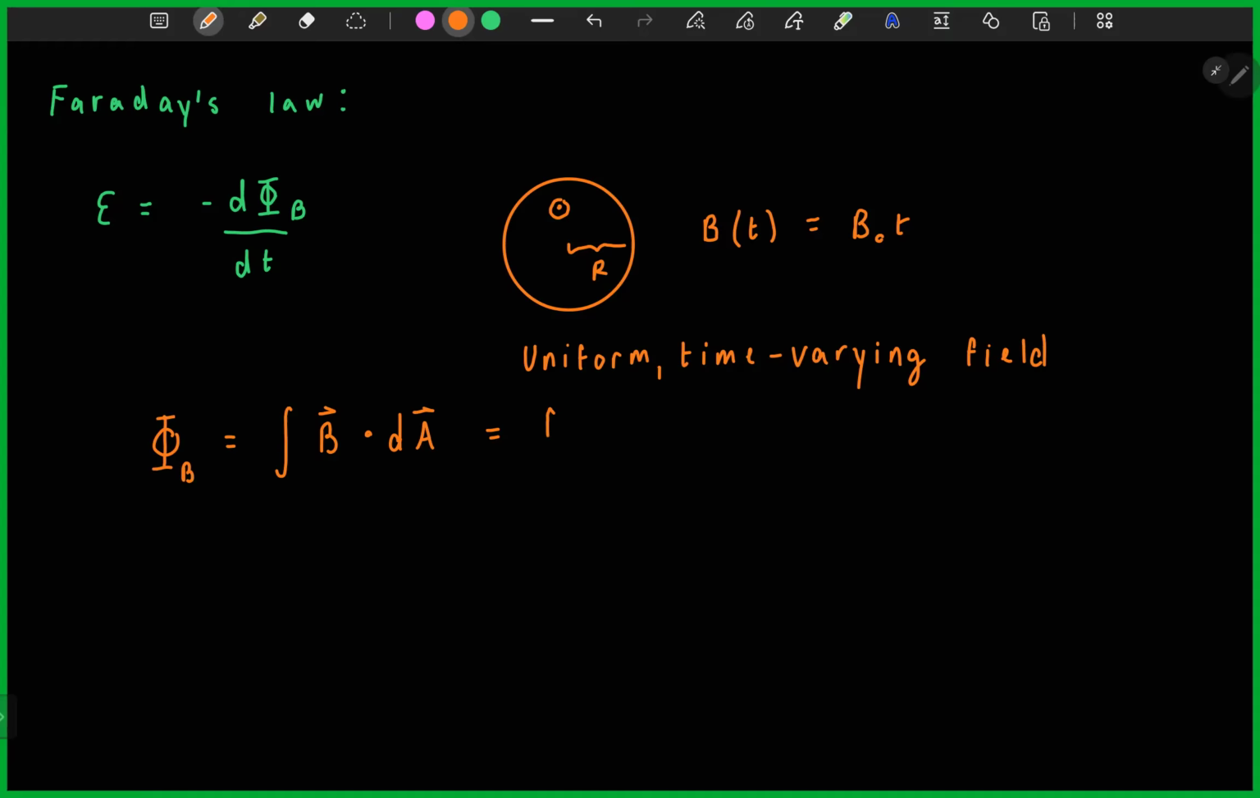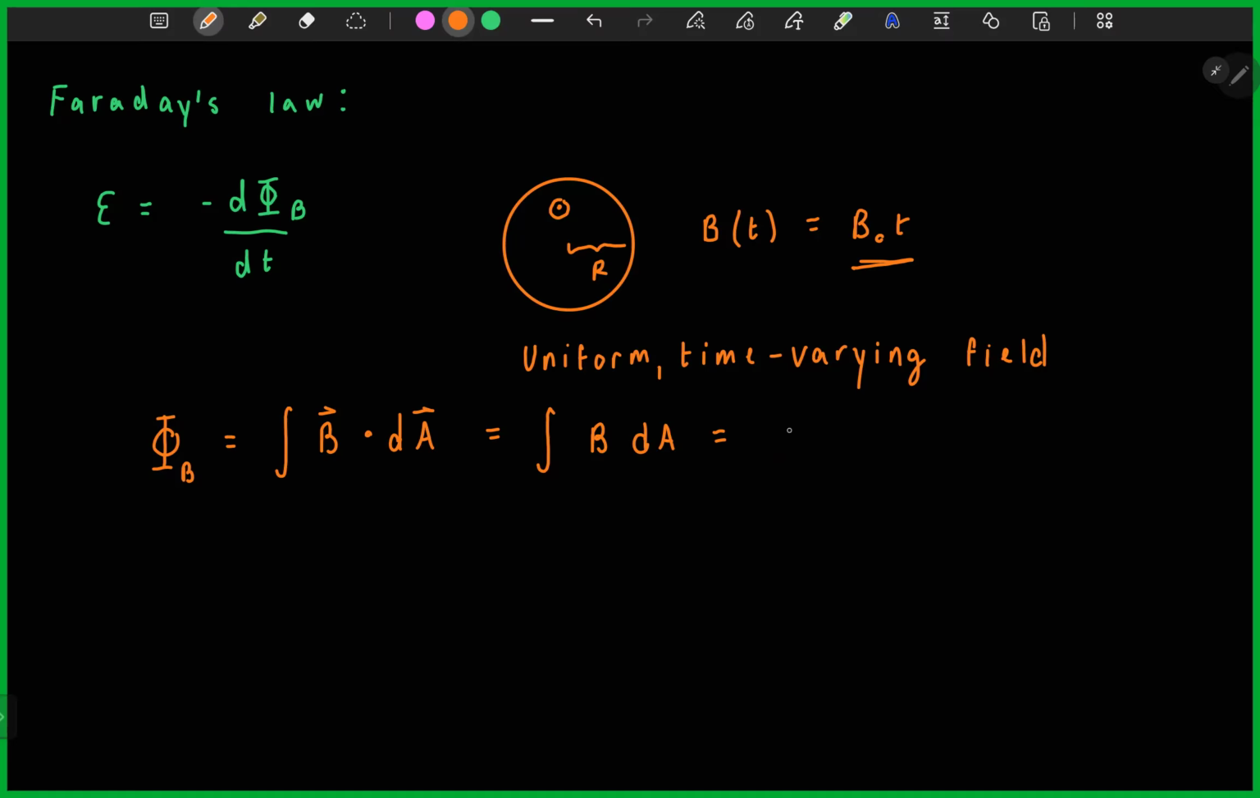B and dA are parallel, as you may remember from Gauss's law. dA is the normal vector to the surface, or its direction is normal to the surface. And so we just get magnitude of B, magnitude of dA, cosine 0 is just 1. Next, I ask, does B vary across my surface? No, we've been told that it is uniform. It is dependent on time, but time does not depend on where in the loop I am.